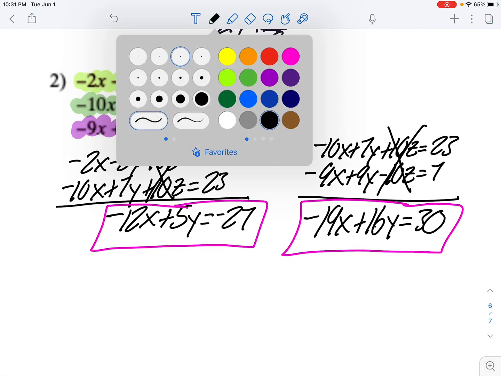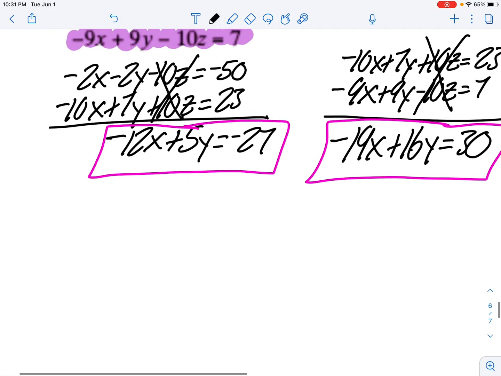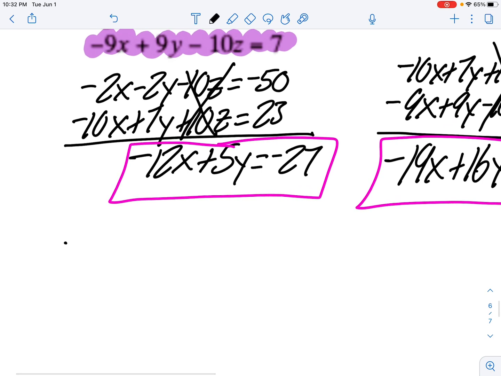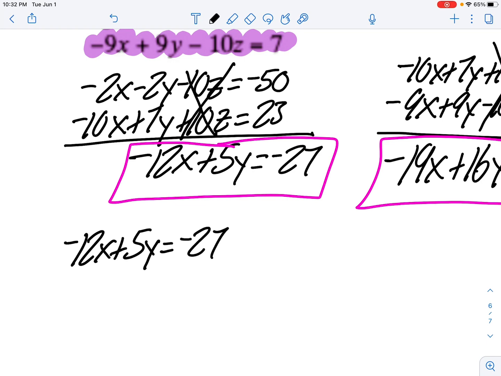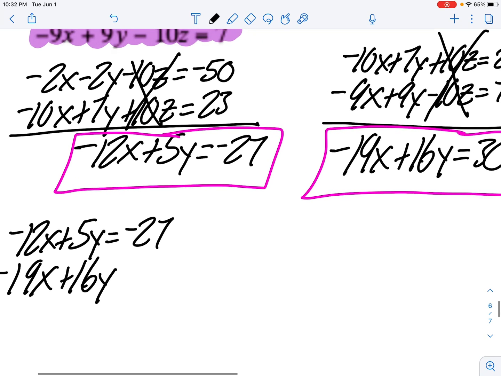So step 3 is we take our 2 pinks and write them on top of each other here. So we have negative 12x plus 5y is equal to negative 27. And we have negative 19x plus 16y is equal to 30.